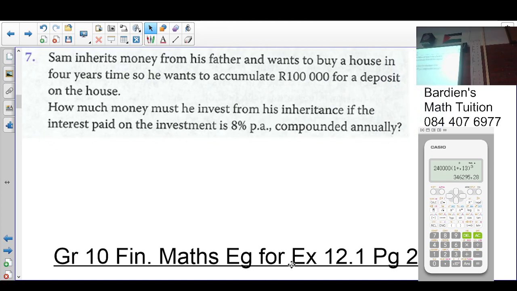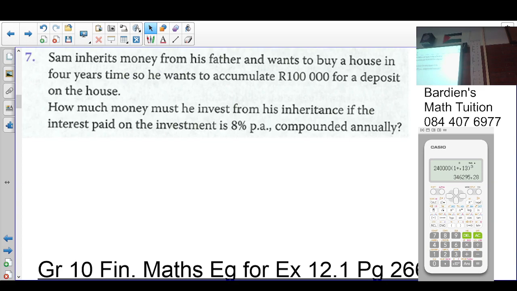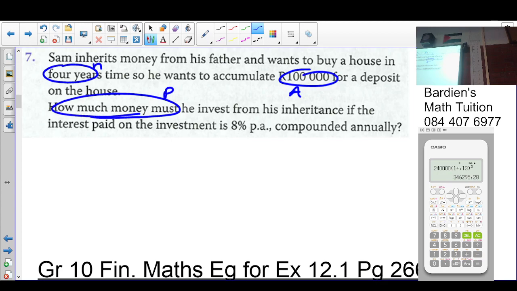Okay. Someone inherits money from his father and wants to buy a house in 4 years' time. He wants to accumulate 100,000 Rand for a deposit on the house. So he wants 100,000 Rand. Which means to say that is which value? Your A value. 4 years' time? So that's going to be your n. How much money? So that is P.